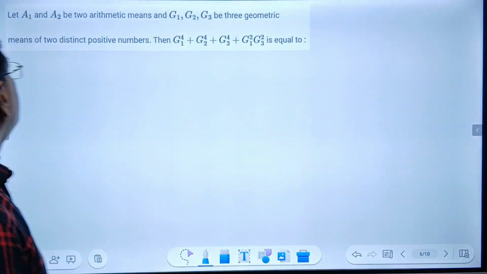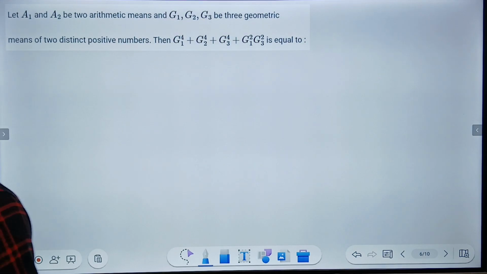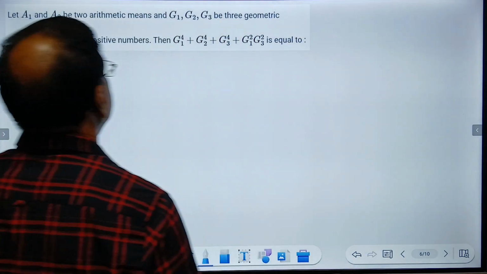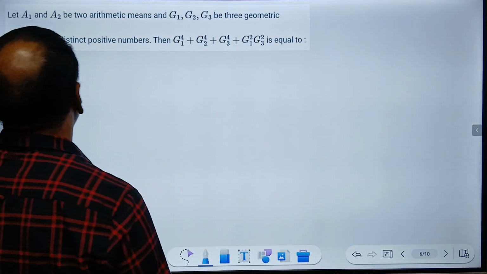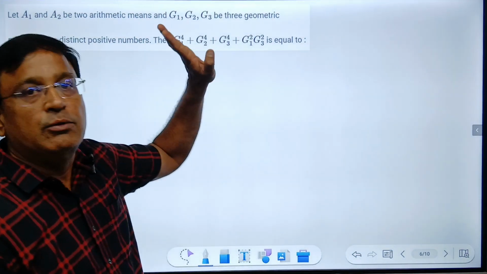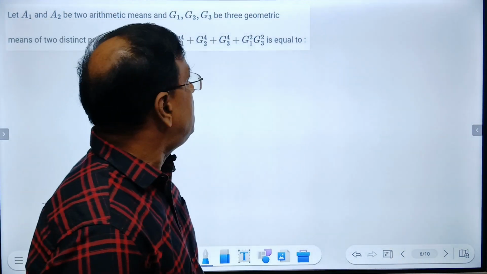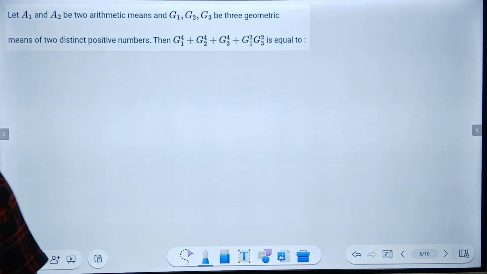Now let's go to this another beautiful question. Now it is given that A1, A2 are two arithmetic means. G1, G2, G3 are the three geometric means between three numbers. Then I have to find what this value is equal to. G1 power 4, G2 power 4, G3 power 4 plus G1 square into G3 square is what?